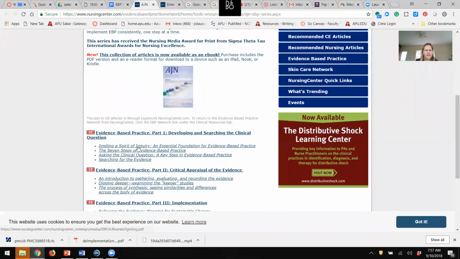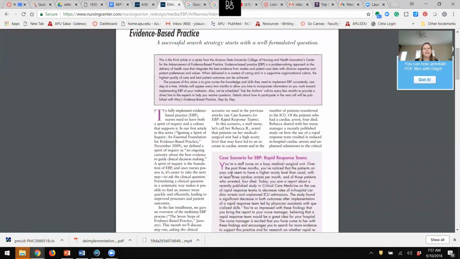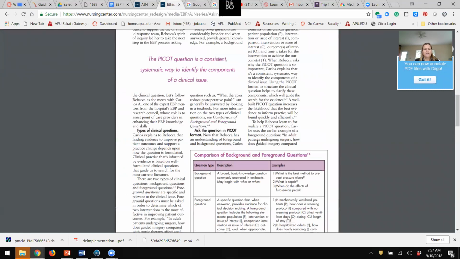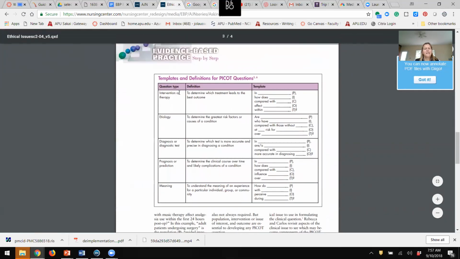So these are great articles to preface evidence-based practice, and then this one here, asking the clinical question, a key step in evidence-based practice, is key reading for this week. Polit and Beck do a wonderful job in their chapter 2 as well. You can read through it, and it goes through a case scenario for rapid response teams, and it shows you how to ask a PICO question. It also tells us a little bit about the different types of PICO questions.